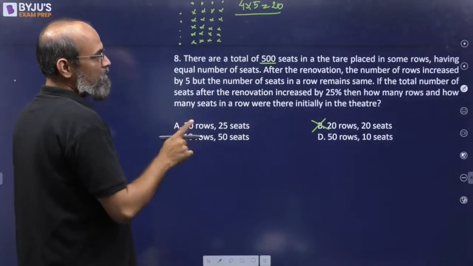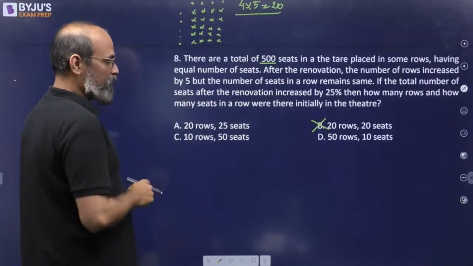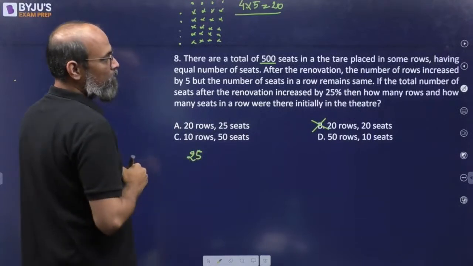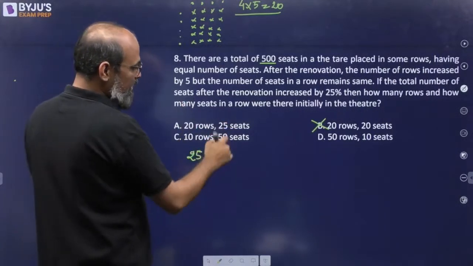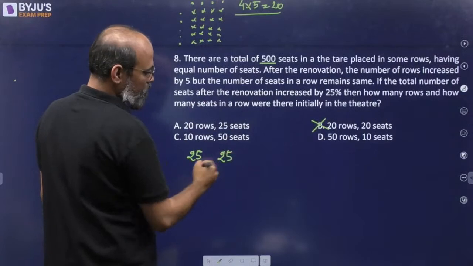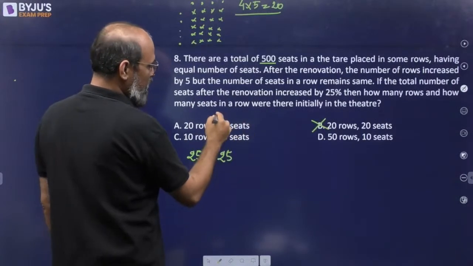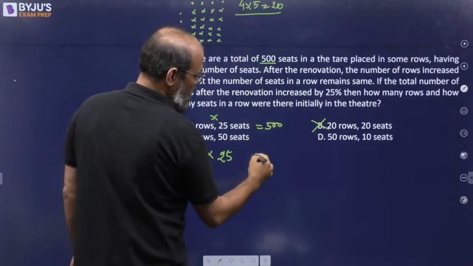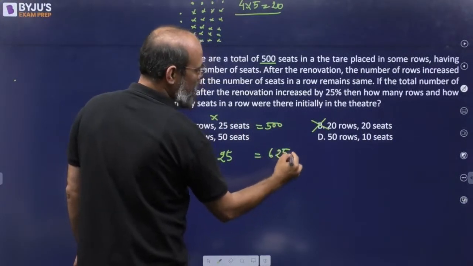Okay. Next it says the number of rows increased by 5. मतलब rows up 25 अगर कर दिया हमने, but the number of seats remained same. ठीक है. So पहले 20 into 25 यानी 500 थे. Now you have 25 into 25, that is 625.